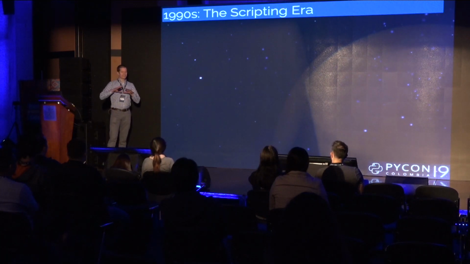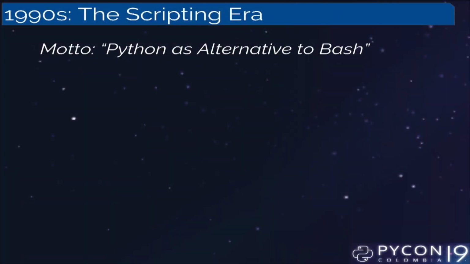I like to organize my thinking about Python history in terms of decades. In the 90s or so, I think of Python as being in the scripting era. And if there's a motto in the scripting era, it's that Python is an alternative to Bash. Guido didn't want to write Bash scripts to run all the things on his computer.